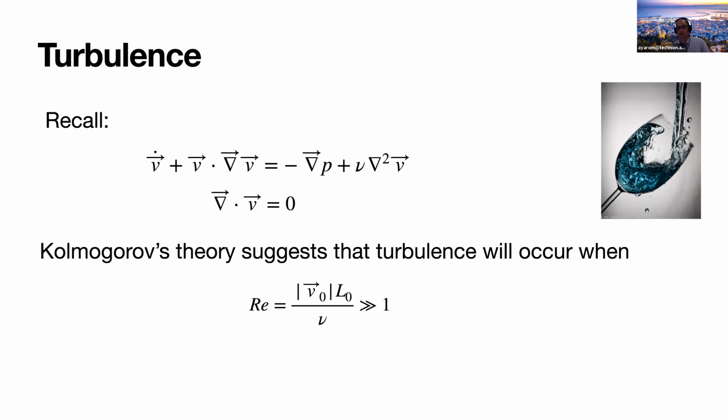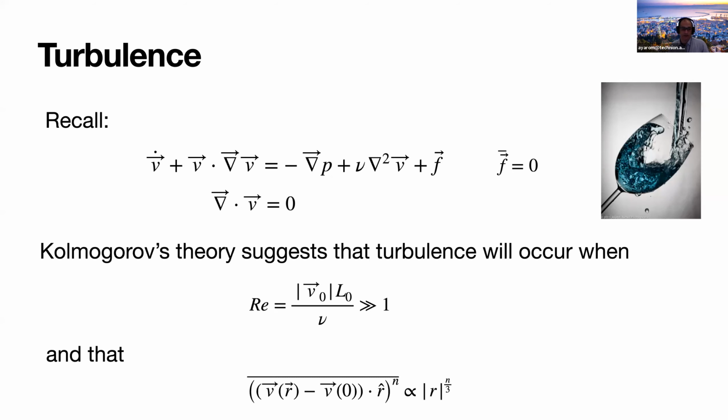What Kolmogorov did was to actually quantify turbulence itself. What Kolmogorov said was that if we add a random driving force to the Navier-Stokes equations, and by that I mean some sort of force that averages to zero, then these correlation functions of the velocity field will scale like the distance to an appropriate power. So this is Kolmogorov's theory of turbulence, and it quantifies turbulence. It says that if you measure this quantity and it scales in this way, then it means that the behavior is turbulent.